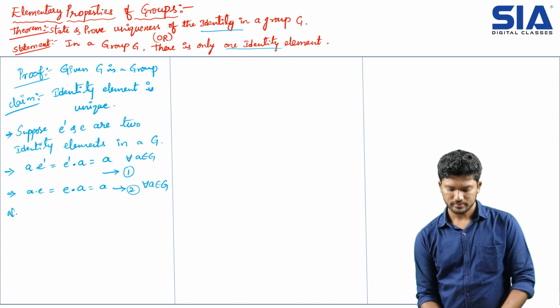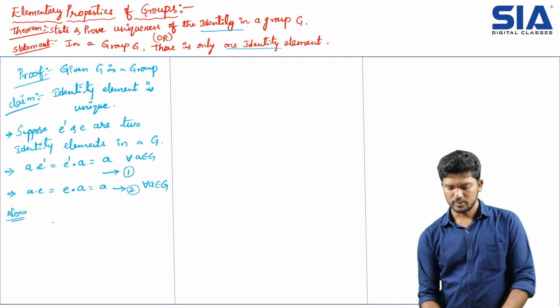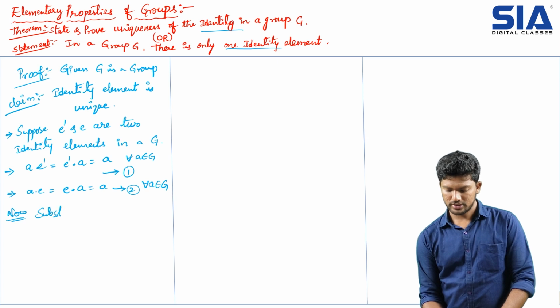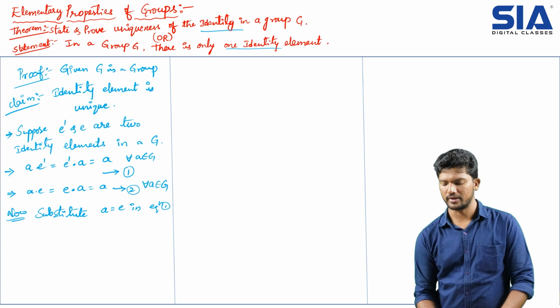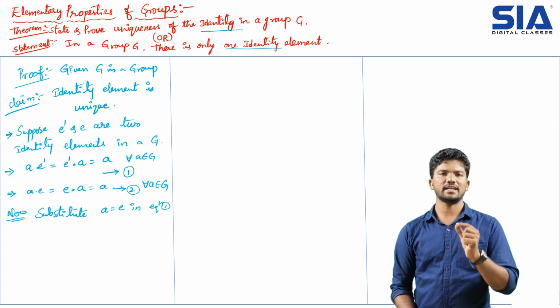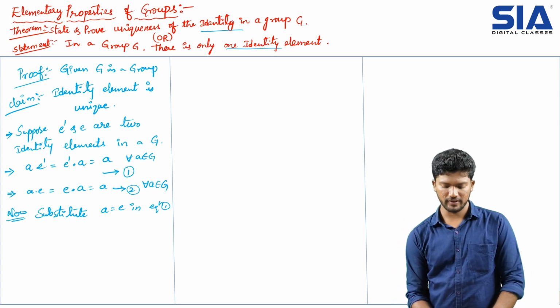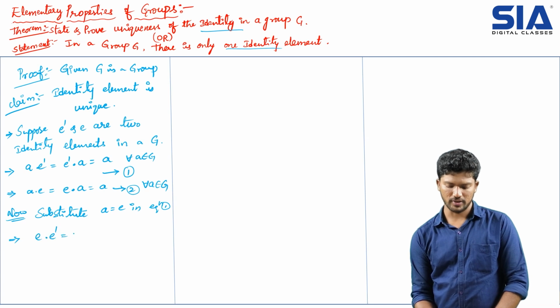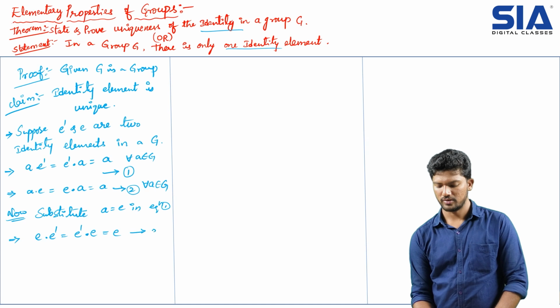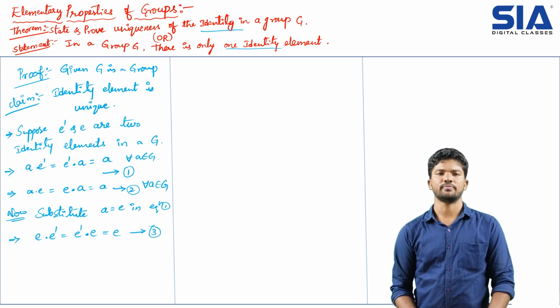Now substitute small a is equal to e in equation number 1. Then e into E dash is equal to E dash into e is equal to small e. So you can take this as equation number 3.